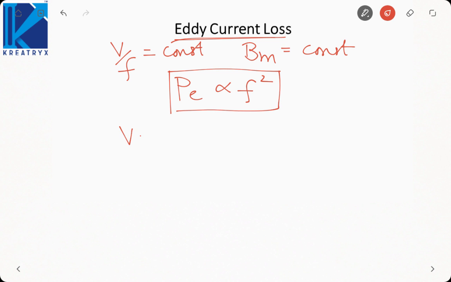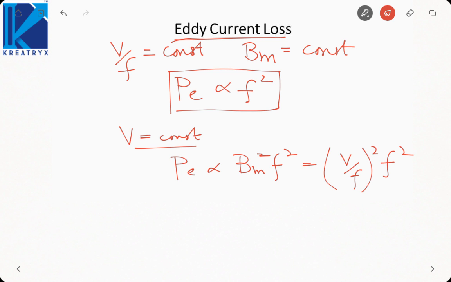But if voltage is constant, then eddy current loss is proportional to Bm square into F square. Now Bm square is proportional to (V by F) square into F square. So eddy current loss will be proportional to V square, which is constant. So eddy current loss is constant if voltage is kept constant and V by F is not constant. Eddy current loss will not vary with frequency if you keep the applied voltage constant. So this is the dependency of the eddy current loss on the voltage and frequency.